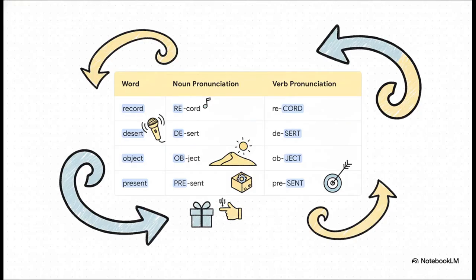So what's the secret pattern here? It's all about the stress. It's about which part of the word you emphasize. When these words are nouns, the stress hits that first syllable. Record, desert, object. But watch what happens when they become verbs. The stress shifts to the second syllable. Record, desert, object. It's such a subtle little thing, but it's a powerful rule that completely changes the word.